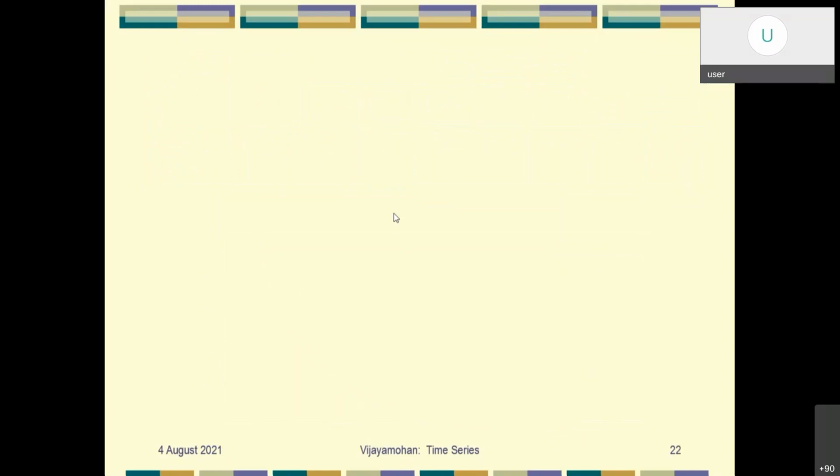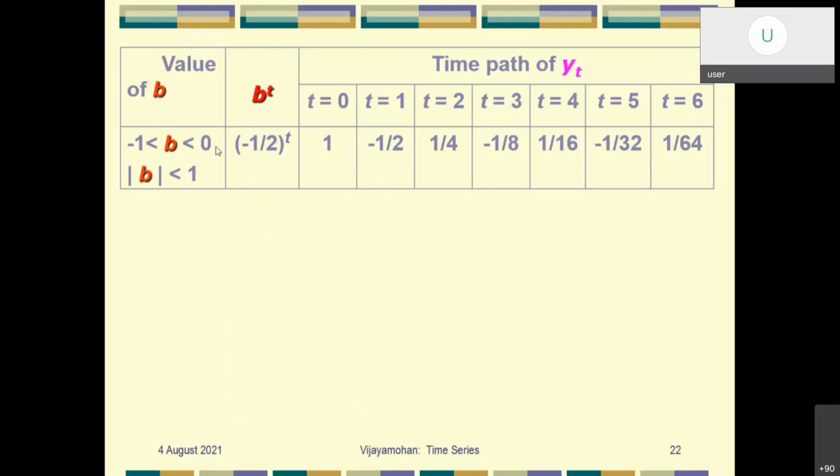Now we are taking b as minus 1 by 2, minus 0.5. In this case, what is happening? The idea is the same as the above one. We have a convergence because the absolute value is decreasing. But what is happening? Every second term is negative. So initially positive, then negative, positive, negative, positive, negative.